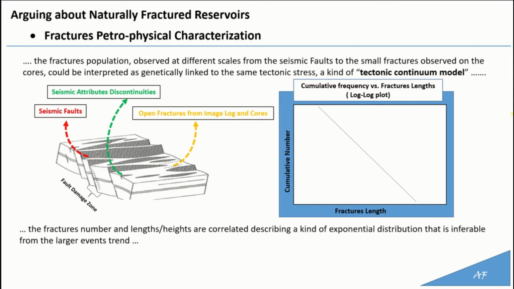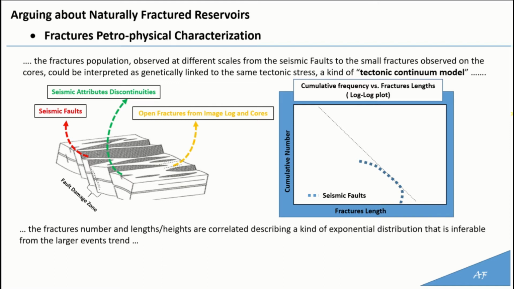and are characterized by a kind of exponential relationship between their length and height versus the cumulative number, as illustrated by this log-log plot. The total fracture population would be made hierarchically by an increasing number of the smaller events according to an exponential distribution that is inferable from the larger events, like the seismic faults. In fact, sometimes the cumulative frequency plot of the fault's length in the log-log graph depicts a power law linear trend in the central region that is lost at the short and the long ends.